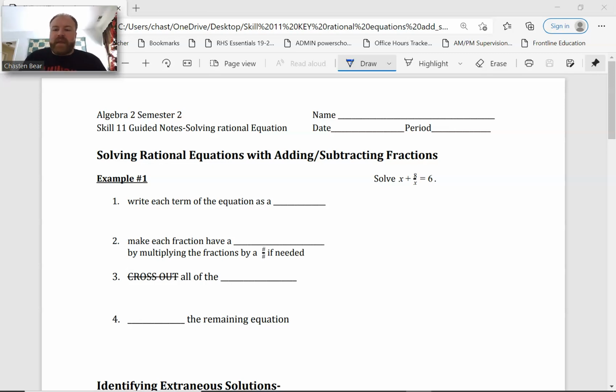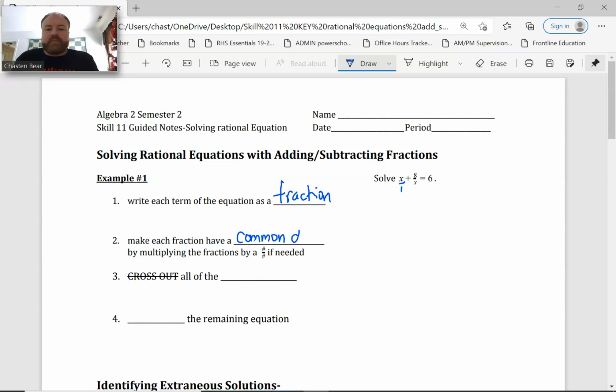So for this example, I'm going to solve the equation x plus 8 over x equals 6. The first thing that I'm going to do is write each term of the equation as a fraction. For instance, this x, I'm going to make that x over 1. The next thing I'm going to do is make each fraction have a common denominator by multiplying the fractions by some number over itself if needed.